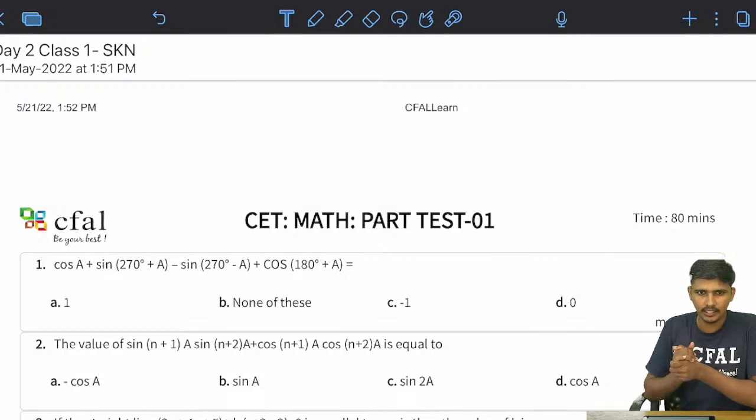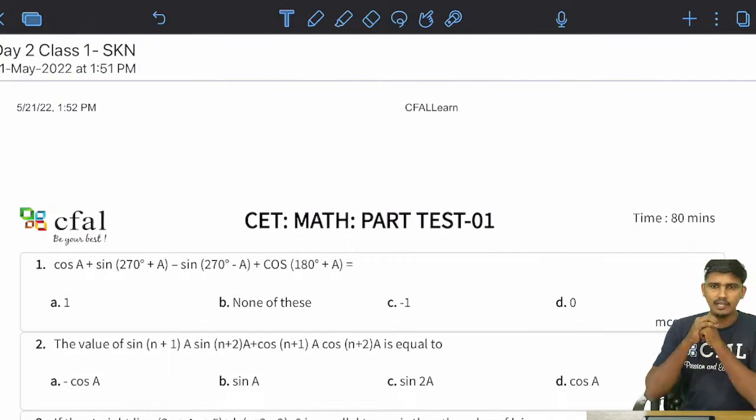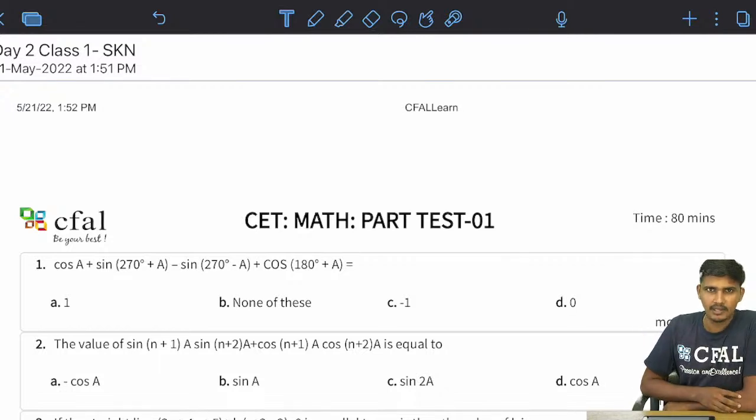Currently we'll discuss the mock test which we have conducted today. I hope the questions were easy. We are from CFAL, and we are conducting a few test series. CET is on the way; within a few days we'll be having the CET exam. So for practicing CETs we'll be conducting mock tests regularly.